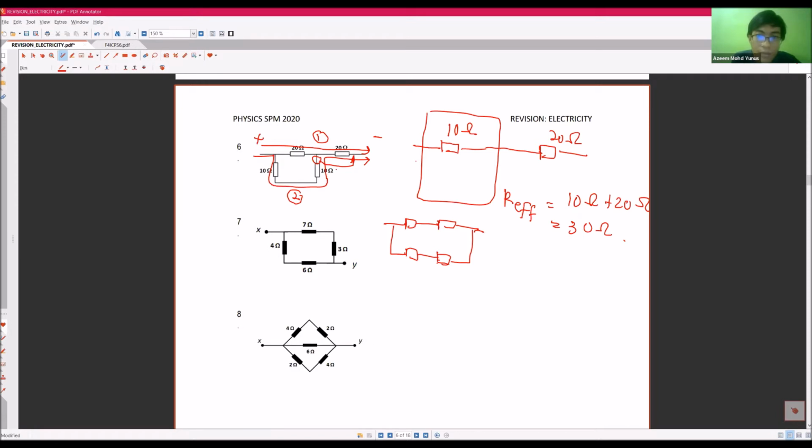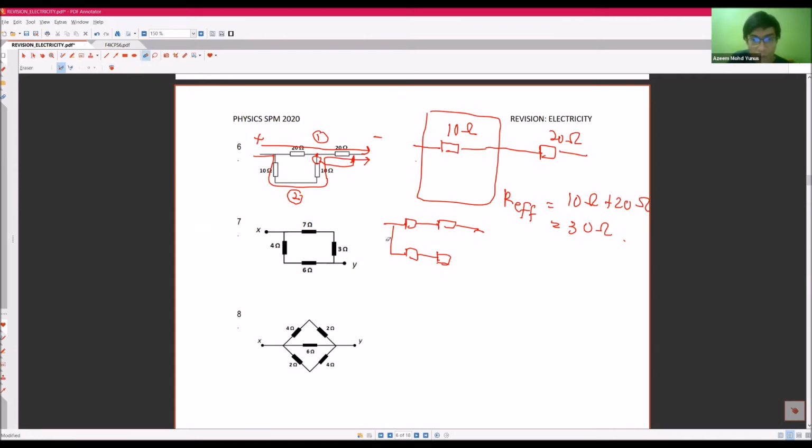So you must make sure where the connection ends. If the connection ends here before this one, then you need to make this one the final step. So make sure that you leave it alone until the end. Take care of the complicated one first, before you do the simple one. Okay.